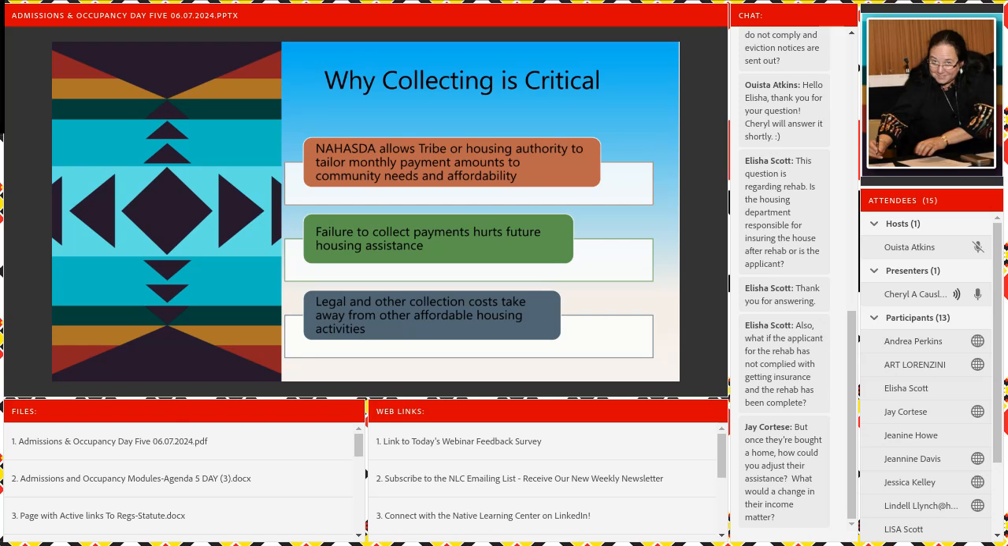Legal and other collection costs take away from other affordable housing activities. Failure to collect those payments hurts their future housing assistance and the housing assistance of other people. You're not only being served by the program, but then you're not paying the program. So you're really stopping your children from being served in the future.